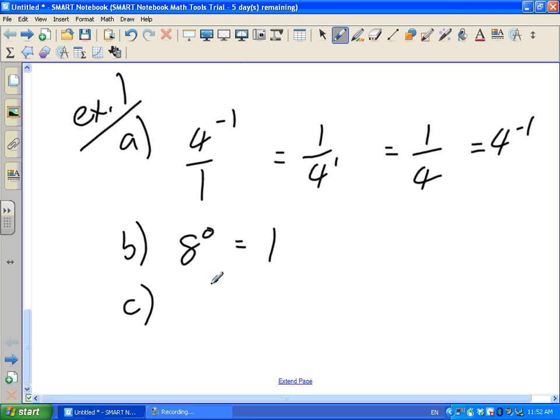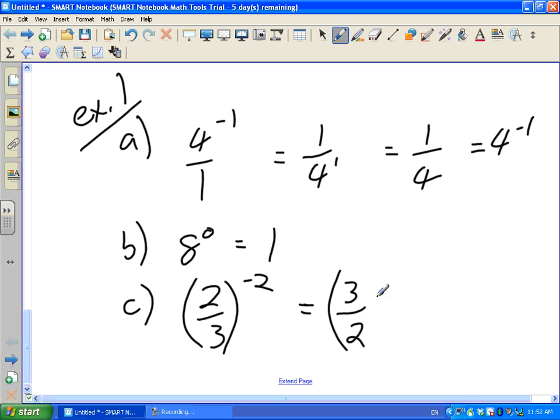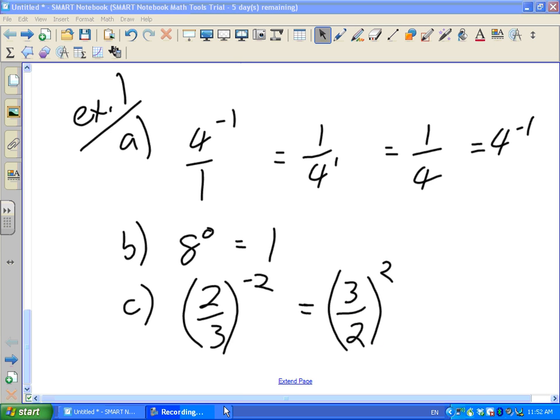C. 2 over 3 to the negative 2. How do I turn this fraction positive? Yeah. I do the reciprocal of the fraction. So this becomes 3 over 2 squared.